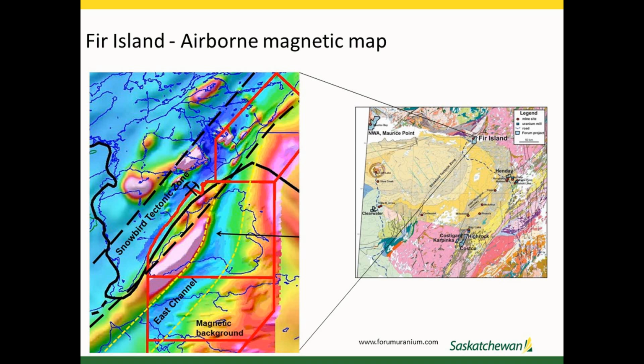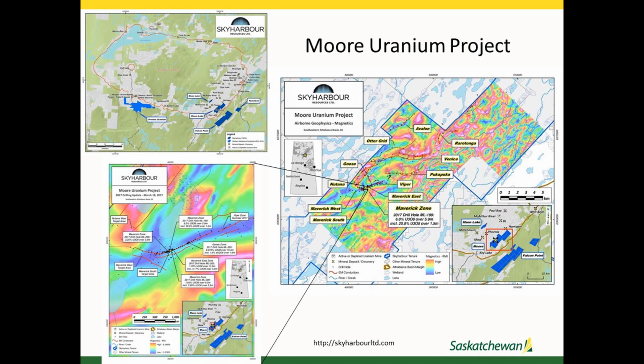One more example, Fear Island at the northeast of the basin. Again, this low mag corridor is the main focus for exploration work in the area. More uranium projects, this one is located here. Again, most of these uranium occurrences and exploration activities are along this low mag corridor. Along the structure that we zoomed in on, you can see this low mag zone.